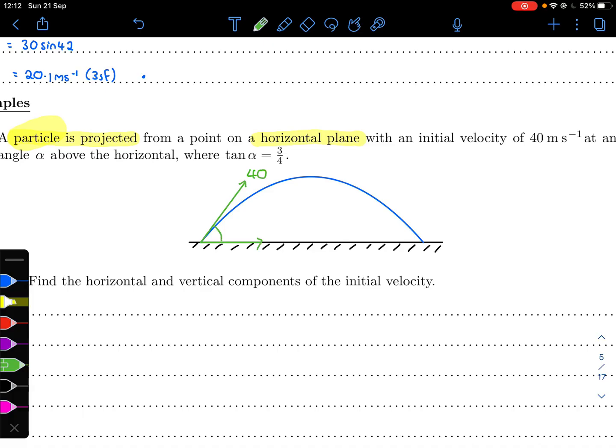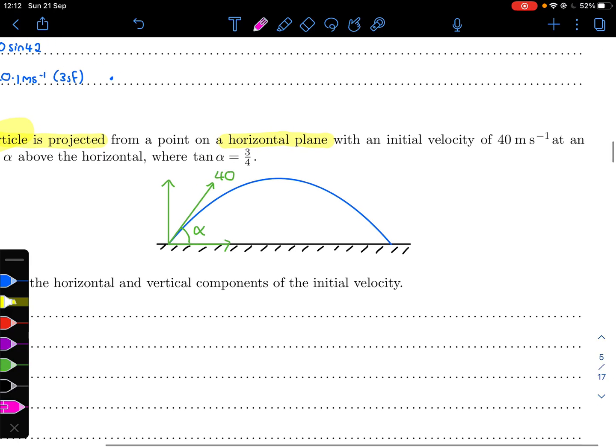And then we've got our angle alpha. And then at some point I'm going to be working out those two things. Now we're not told alpha here, and what I don't want to do is the inverse tan of 3/4. That will give me an angle, but it won't be accurate.